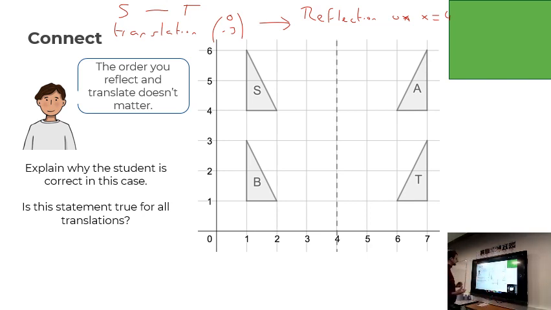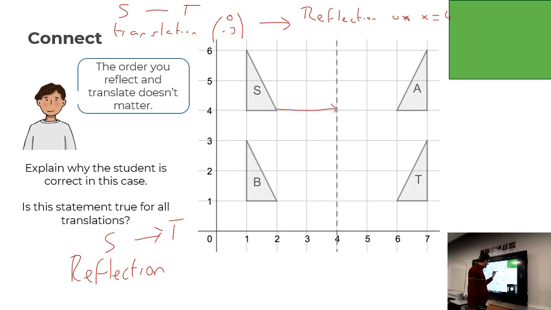So let's do the opposite. Let's do a reflection on the line x equals 4 first. So here we're going to leave S to T and start with a reflection. We do a reflection on x equals 4. It creates an angle of 90 degrees with the mirror line, so we get A. Then afterwards, we do the translation of 0, negative 3.